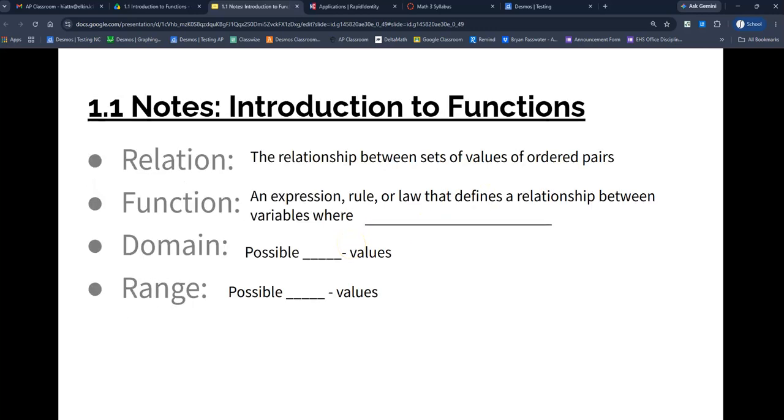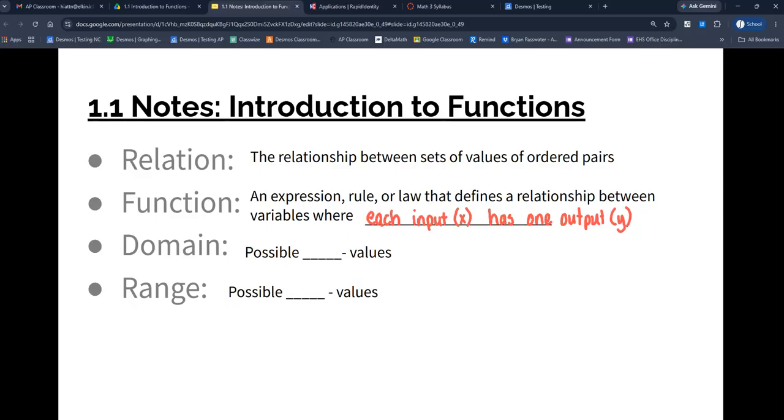So a function is going to be an expression, rule, or law that defines a relationship between variables where each input, or x value, has one output, or y. And so in a function you have input values.